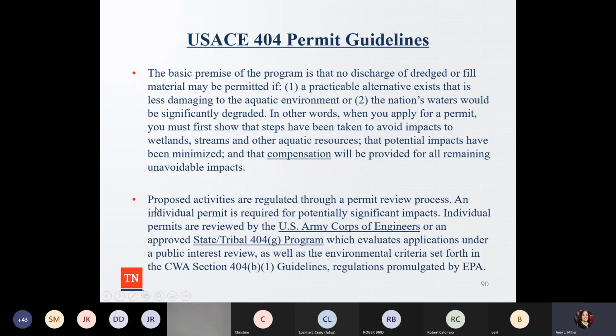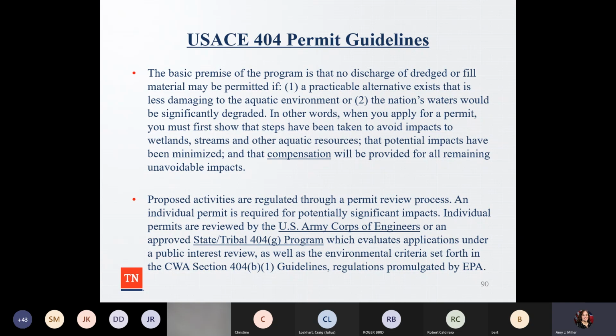So again, here are some permit guidelines. The basic premise of the program is that no discharge of dredge or fill material is going to be permitted if a practicable alternative exists that is less damaging to the aquatic environment, or if the nation's waters would be significantly degraded. So in other words, when you apply for a permit, you must first show the steps that have been taken to avoid impacts to wetland streams or other aquatic resources.